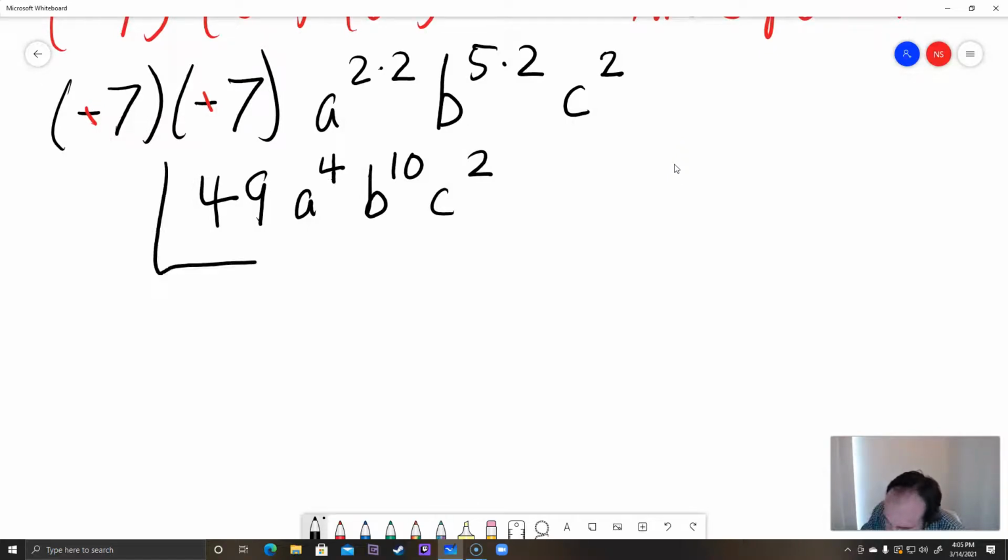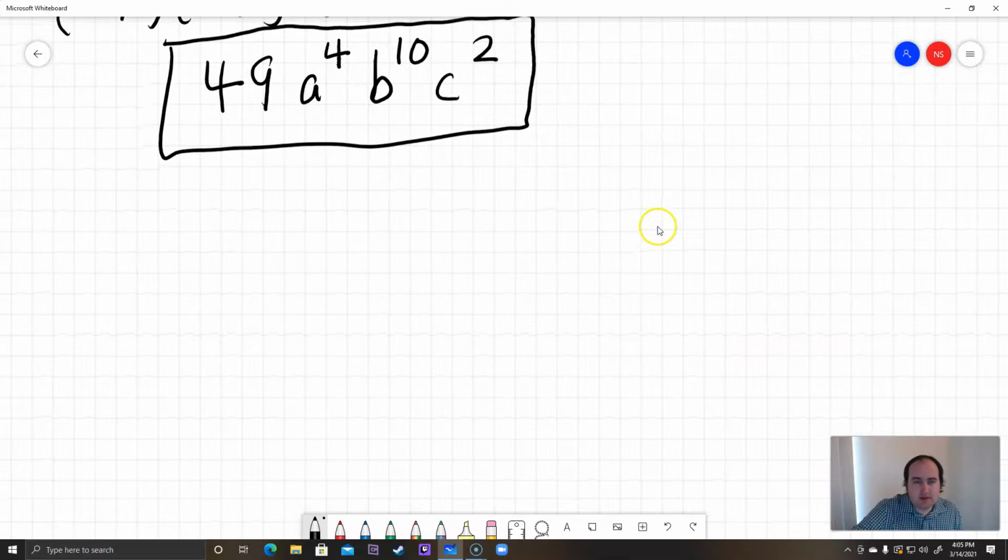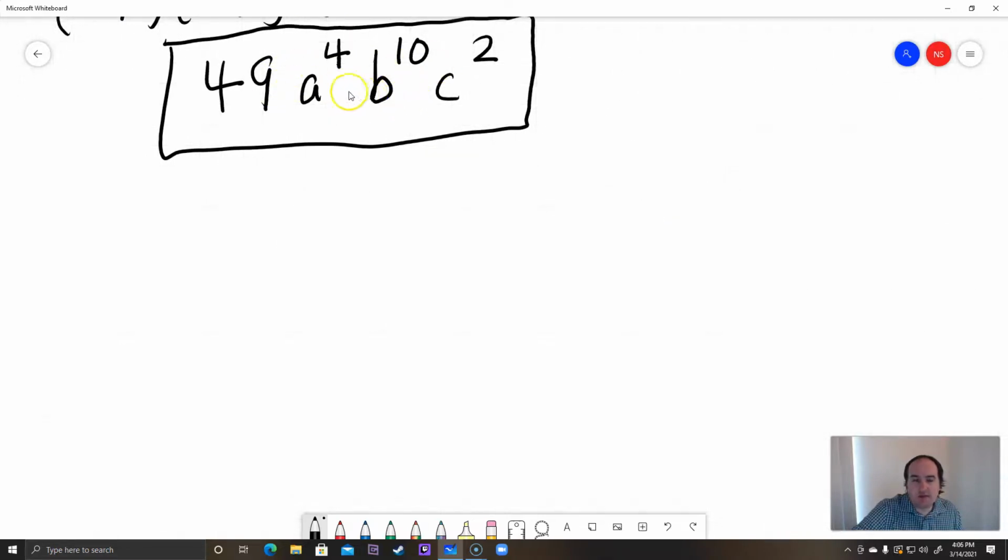I'm going to box it: 49 a to the 4th, b to the 10th, c to the 2. Now why can't I simplify this more? Well, let's look at it. The 49 is a constant, and there's no other constants to combine it with. A to the 4th is already simplified, it's a power. B to the 10th is also simplified, and c squared is also simplified. There's really nothing that can be combined because these are all separate variables. And when they're different variables, you can't combine them with one another, so you just leave them that way.